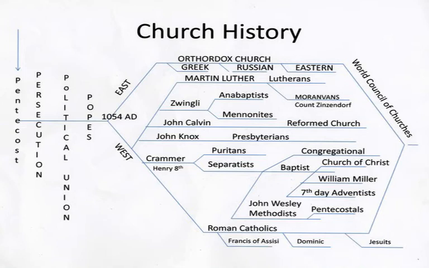We have the beginning of the church at Pentecost. We have the Apostolic age. We have the persecution of the early Christians. Then we have the political union. That was in 313 A.D. with Constantine, making it legal for Christians to practice their religion, and united the church with the state.